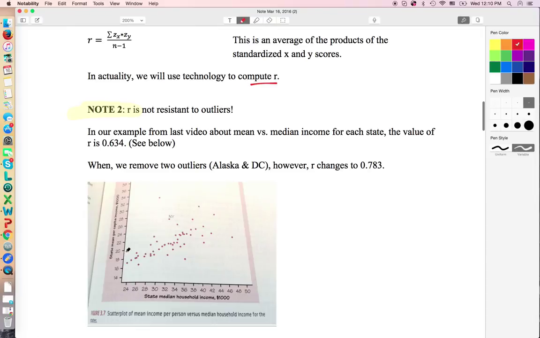So we had the scatter plot last time. It showed the state median household income and the state mean household income. And if we just take the data as it is and we crunch the numbers, then we find out that the correlation coefficient's value is 0.634. Again, don't worry about where that came from for now. That's just the correlation value. So we know that 1 would mean perfectly linear. This is not that, and therefore R is not 1.